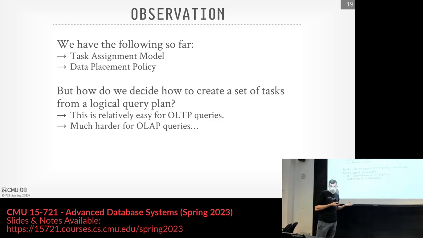In the OLTP world, this is easy because there's only one pipeline, typically. Like, it's going to be do an index scan to get Andy's account and maybe do a projection or something on it. So it's one pipeline, it's one task. You just assign that to a worker and be done with it. In OLAP queries, it's going to be more complicated because we have to worry about dependencies between these tasks or these pipelines. And then there's going to be a lot more instances of tasks within a task set for a pipeline. There's way more things we actually need to run.